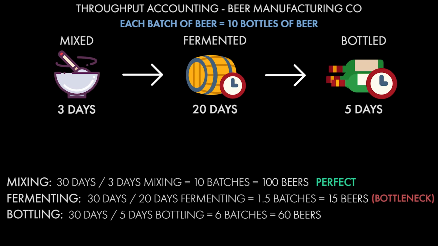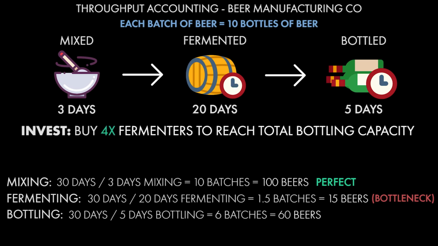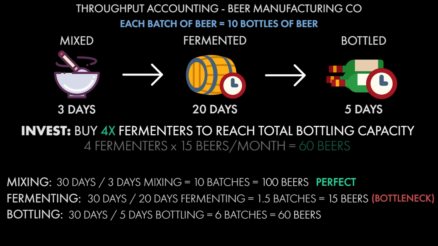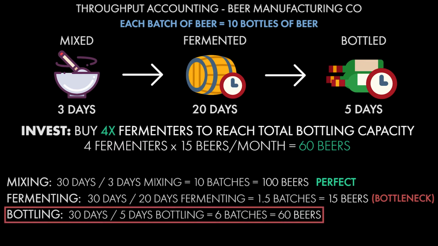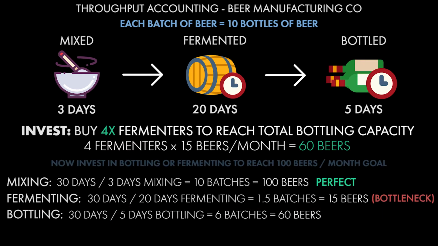This type of analysis allows companies to understand where they should invest their future money. You see, if I had some extra cash sitting on the side, I would say, oh, well, we should invest in our fermenting process and we should buy 4 times as many fermenters as we currently have in store just to be able to reach our total bottling capacity. So if we did that, we would have 4 times 15 beers per month, which is 60, exactly meeting our bottling capacity. And then at that stage, we'd have to decide, okay, are we going to invest in bottling or fermenting in order for us to increase up closer to that 100 bottles of beer per month goal that we have and we're able to reach with mixing?